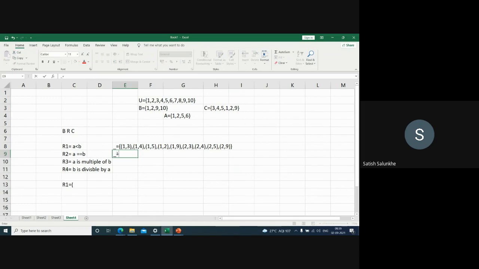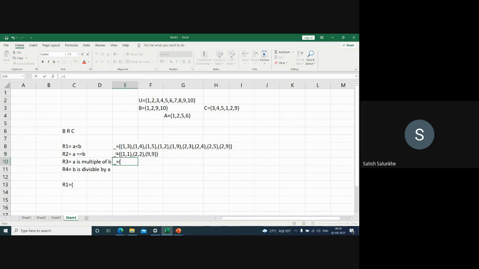Now let us go ahead with R2. Anybody wants to continue? So R2 will be 1 comma 1, 2 comma 2, 9 comma 9. Perfect. Very good. Appreciate. Well done. Next, R3.